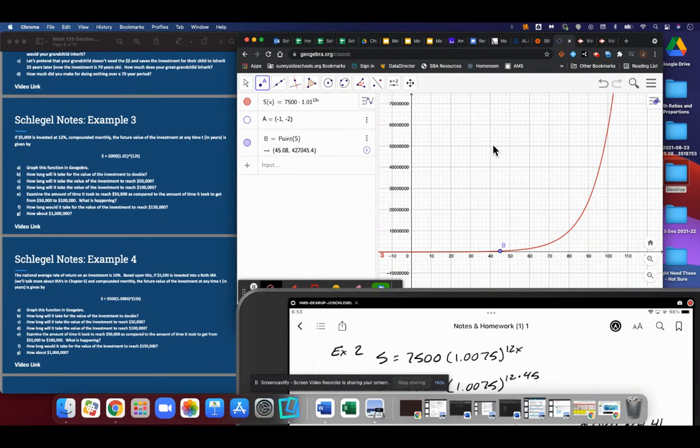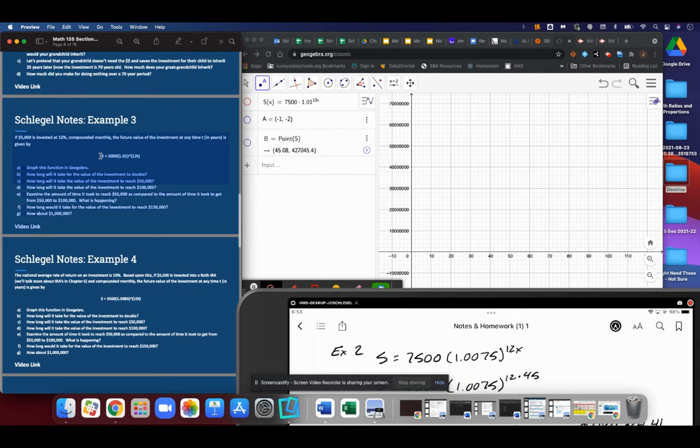Bringing you example 3, everyone, we have $5,000 invested at 12% compounded monthly. The future value of the investment at any time t in years is given by that. And so we want to graph this function in GeoGebra. I'm going to go ahead and just turn that off and turn that off so that I have a blank screen here. I will go ahead and copy this over to GeoGebra.